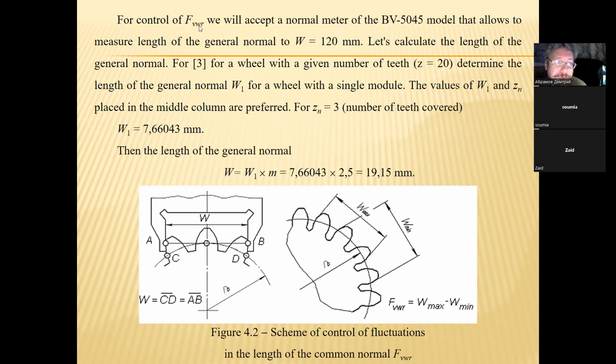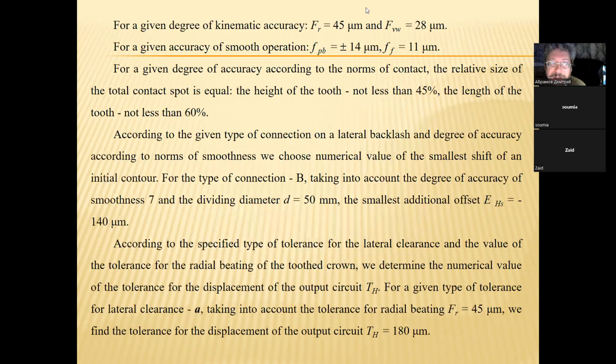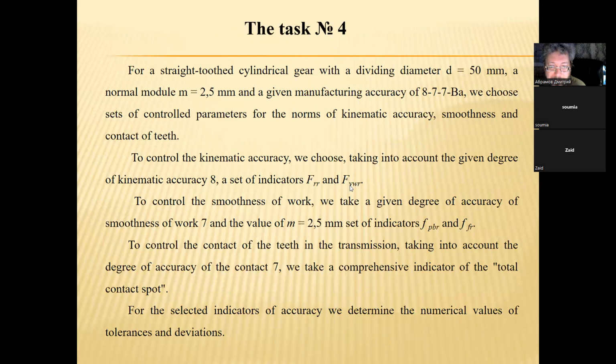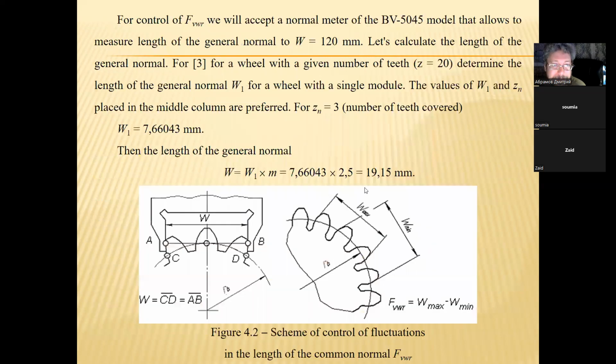For control of the parameter F suffix VWR, VW without R, or FVW with R, we will accept a normal meter of the BV 5045 model that allows measuring the length of the common normal, W, equal to 120 millimeters.